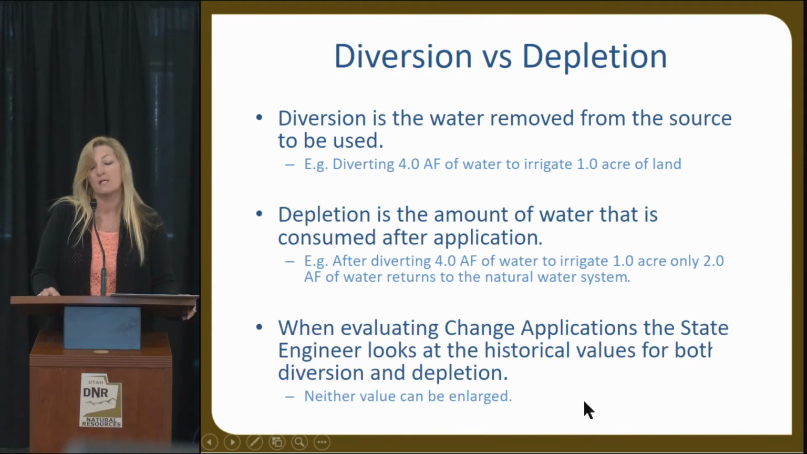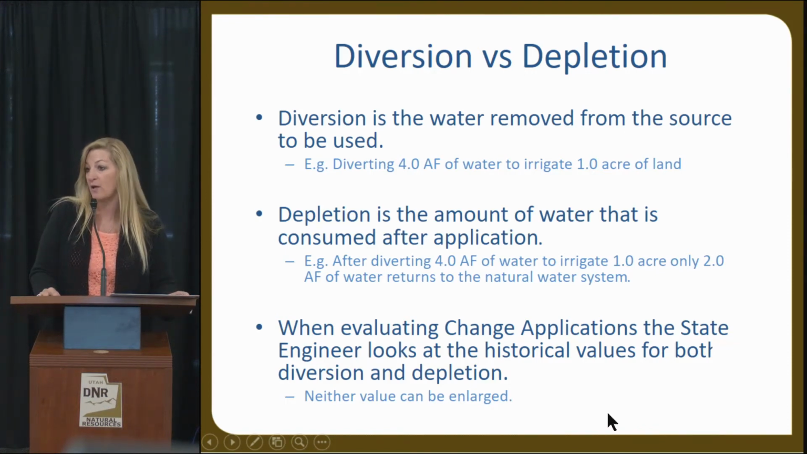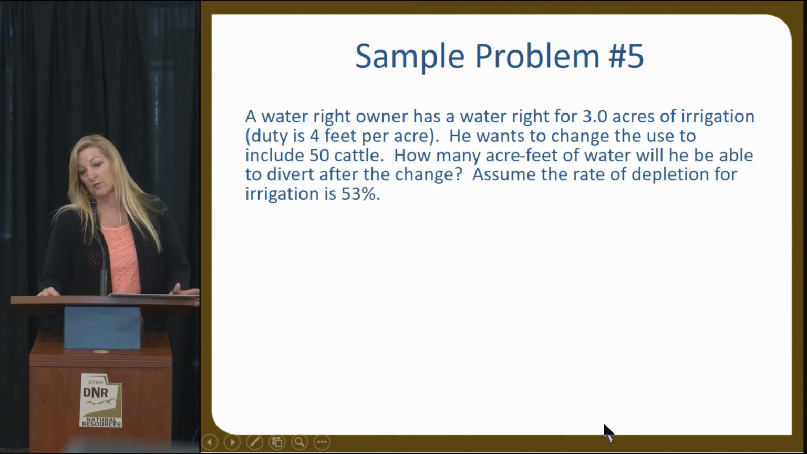Okay. So when evaluating change applications, now applications to appropriate, we don't worry about depletion because it's new water. There's been no historic depletion, so you don't need to worry about that. But on change applications, we do have to take into account the starting diversion amount and the starting depletion amount. And you have to account for both. Both have to balance. You cannot enlarge either one. And this is where it gets tricky and that's where haircuts come in, or what is termed a haircut.